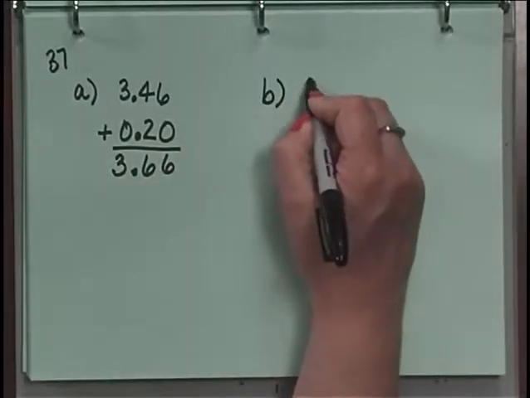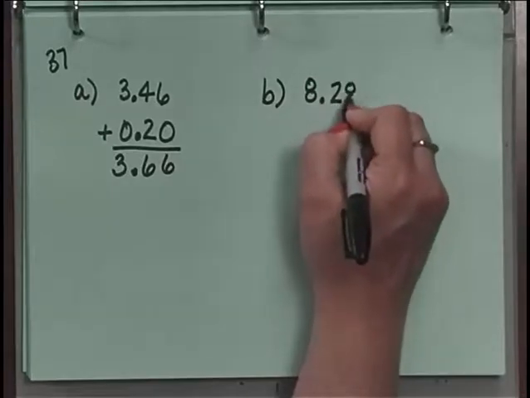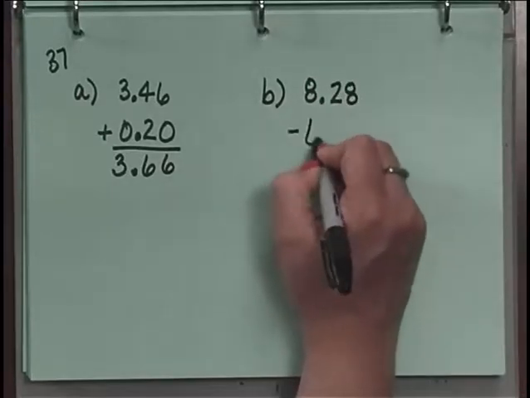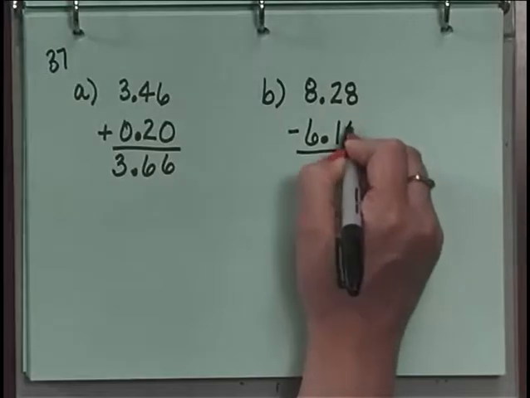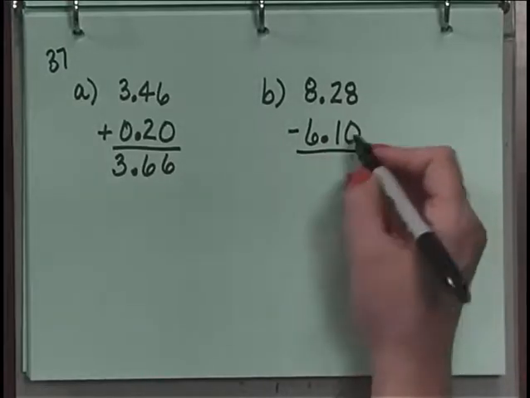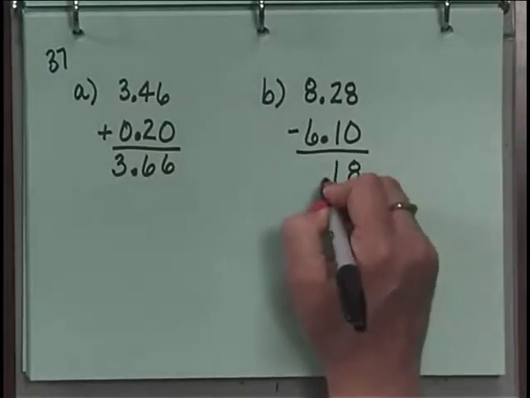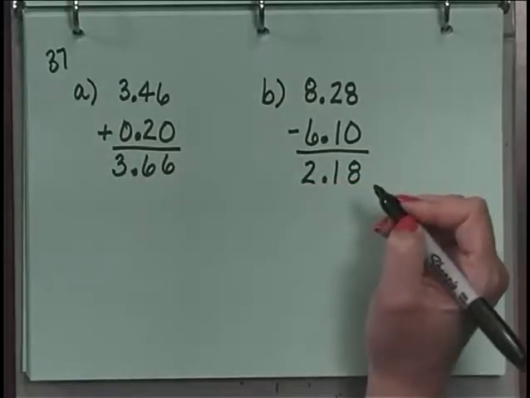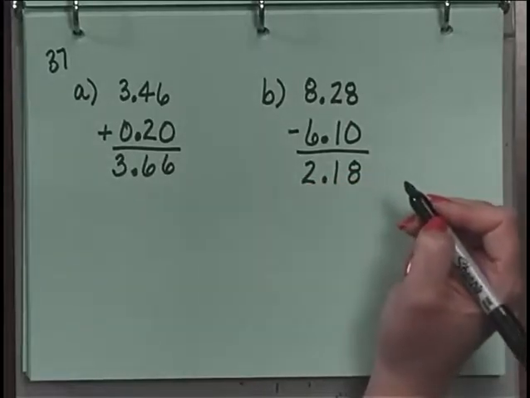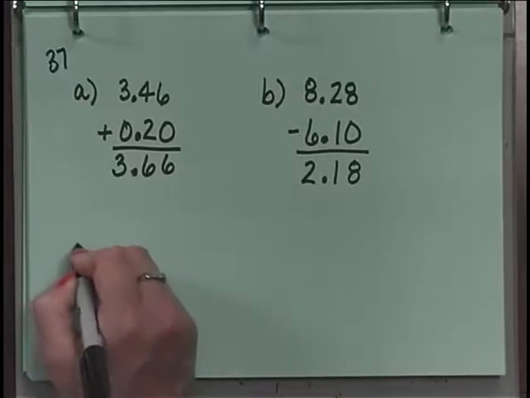Problem B, we're subtracting. We have 8 and 28 hundredths minus 6 and 1/10. Again, I fill in empty places with zeros and subtract. And my difference would be 2 and 18 hundredths.